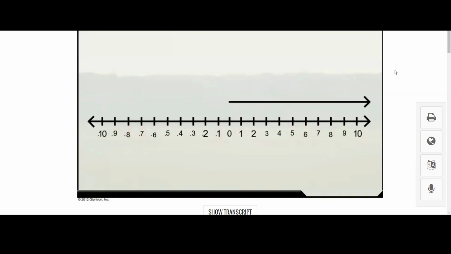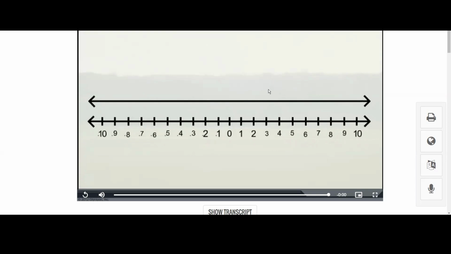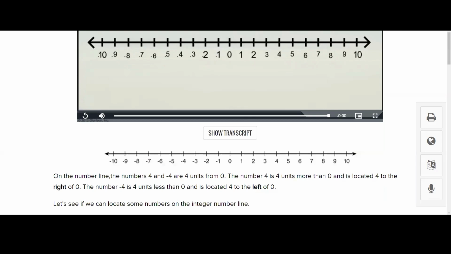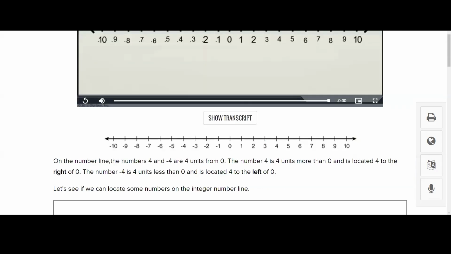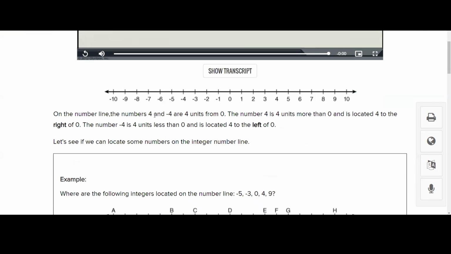Each positive number is the same distance from 0 as its opposite negative number. So take note of that. We continue from there. On the number line, the numbers 4 and -4 are 4 units from 0, so they are opposite numbers. The number 4 is 4 units more than 0 and is located 4 to the right of 0. The number -4 is 4 units less than 0 and is located 4 to the left of 0.